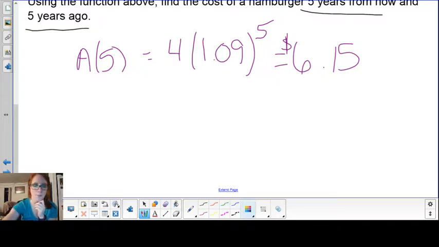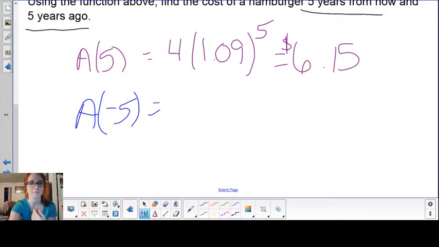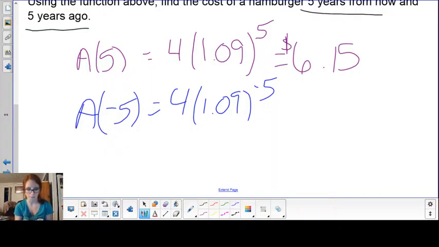What about 5 years ago? So my A of, well, if I want it 5 years in the past, time is going backwards, so I want it of -5. So that's 4 times 1.09 to the -5 this time. So same kind of idea. 4 parenthesis 1.09 close parenthesis the caret key -5. Make sure you guys can see it. And you're going to hit enter.